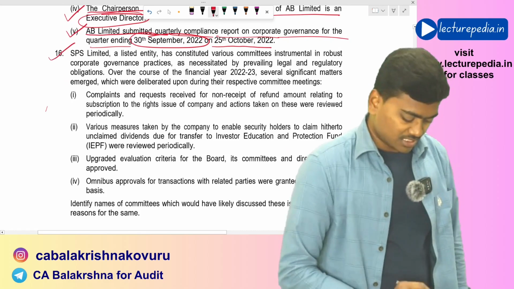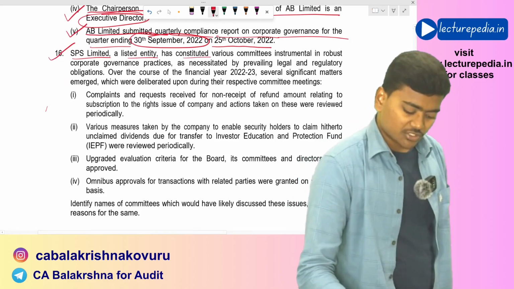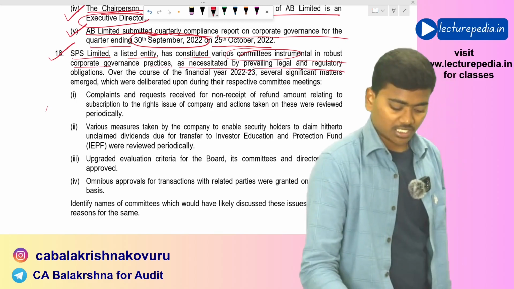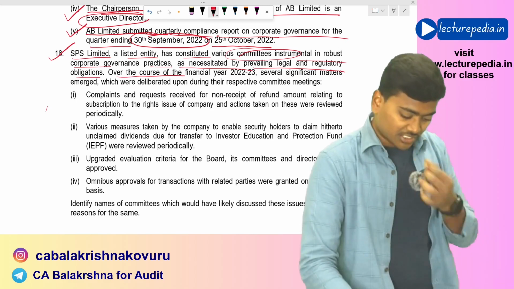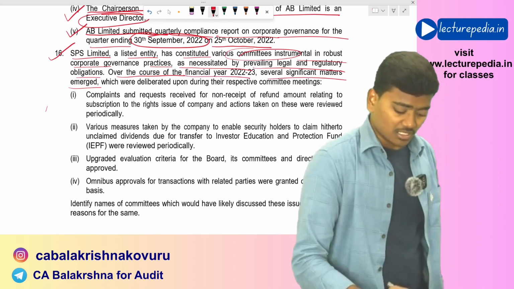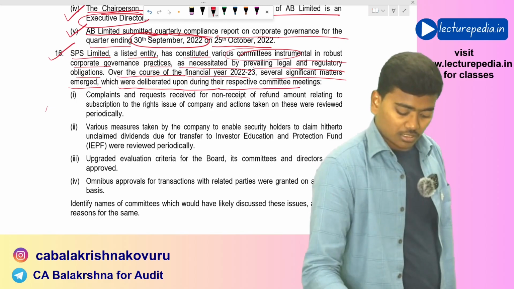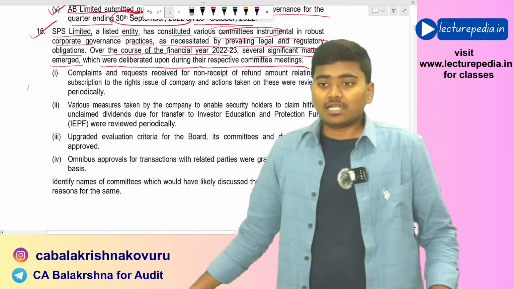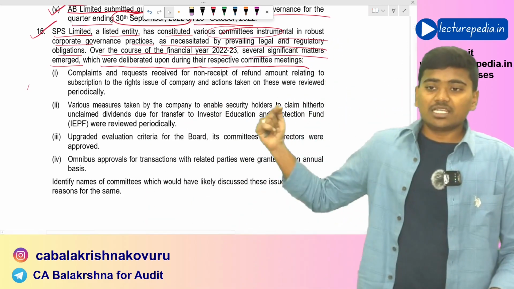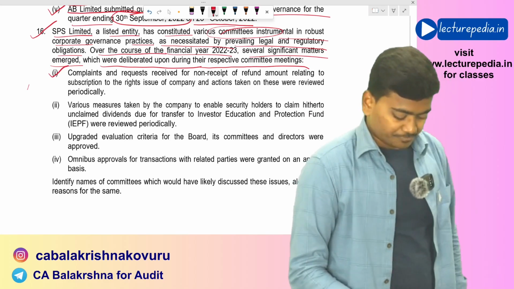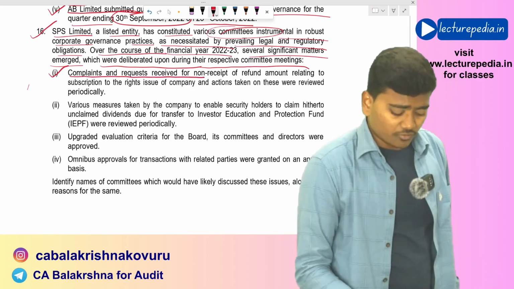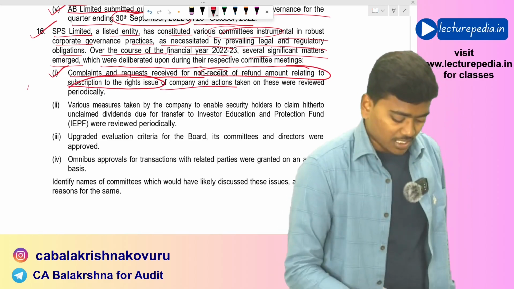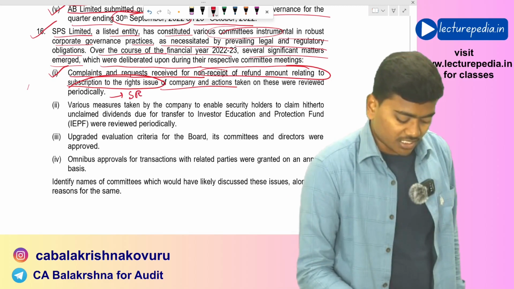Next, moving to question number 16. SPS Limited, a listed entity, has constituted various committees instrumental in robust corporate governance practices. Okay, as necessitated by prevailing legal and regulatory obligations over the course of the financial year 2023, several significant matters emerged, which were deliberated upon during their respective committee meetings. Okay, basically, they are giving certain issues and they are asking you which committee will deal with those respective issues. Let us see. First one, complaints and requests received for non-receipt of refund amount relating to subscription of rights issue of the company. This issue will be dealt by stakeholder relationship committee.